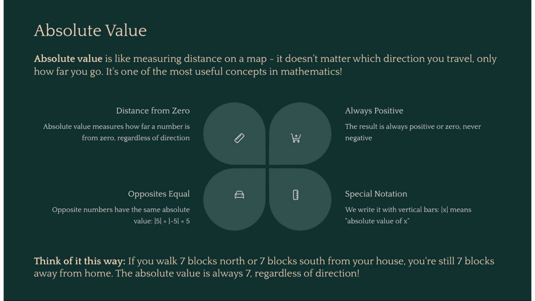The absolute value of a number is its distance from 0. Since distance can never be negative, the absolute value is always positive or 0. We write absolute value using vertical bars, like |x|. It tells you the magnitude or size of the number without worrying about its direction.